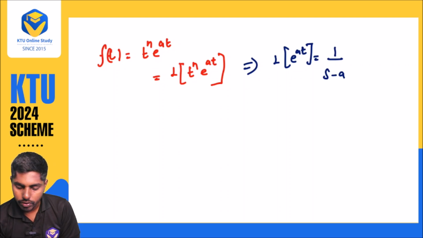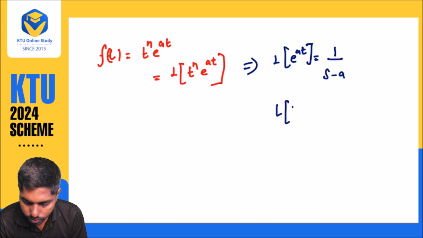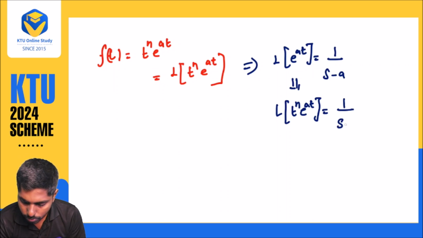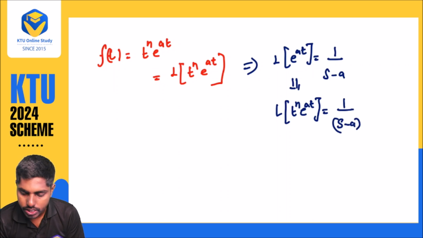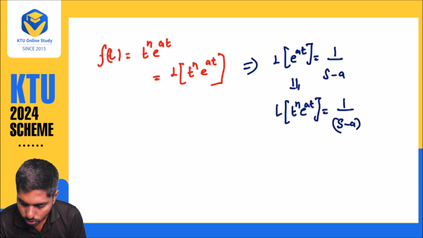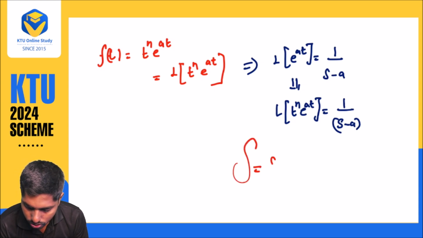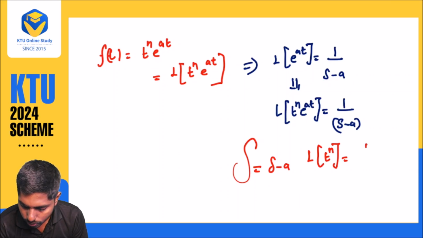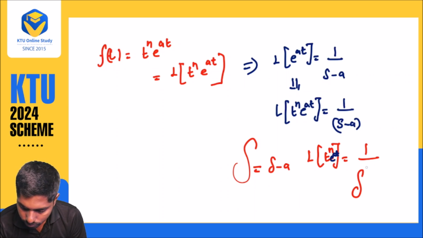But what about t power n? The next thing is L of t^n times e power at, the second step. In the formula, x minus a is now treated as the x value. Treat this as capital X, where capital X is equal to x minus a. That means L of t power n is 1 divided by capital X to the power n plus 1, into n factorial.